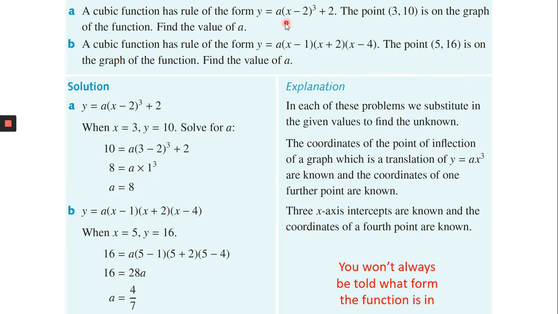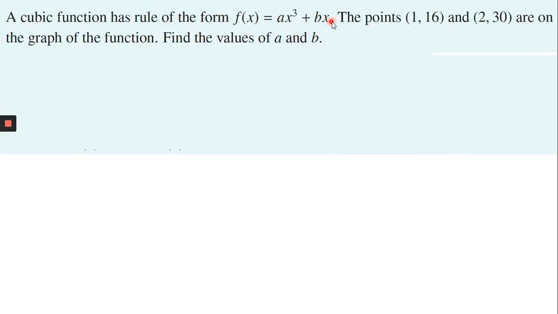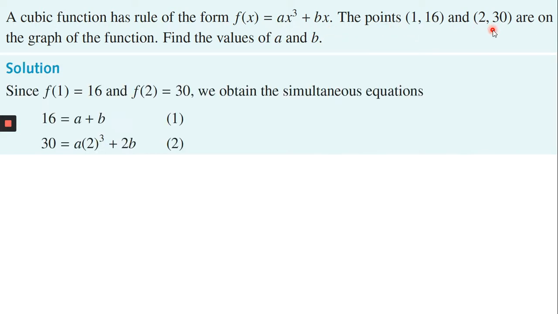Now here, we're told the form of the function. We won't always be told the form of the function. Here, we're told the form of the function. Two unknowns, 2 points, simultaneous equations, should be no problem. So that's the one where it's 1 and 16. That's the one where it's 2 and 30.